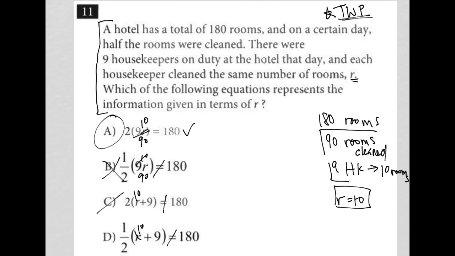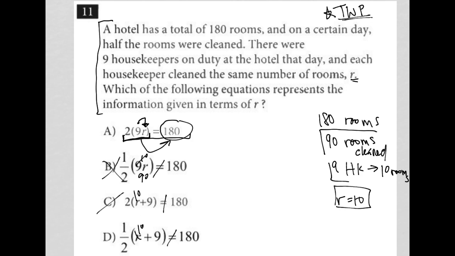And just in case you want to see how I could have answered that without doing any of that work, the answer itself is a translation of the question, right? We have our total of 180 rooms. We have our 9 housekeepers cleaning our 10 rooms, so 9 times 10. And then we know that 2 times that value should be equal to the 180, again, because only half of the rooms were clean.